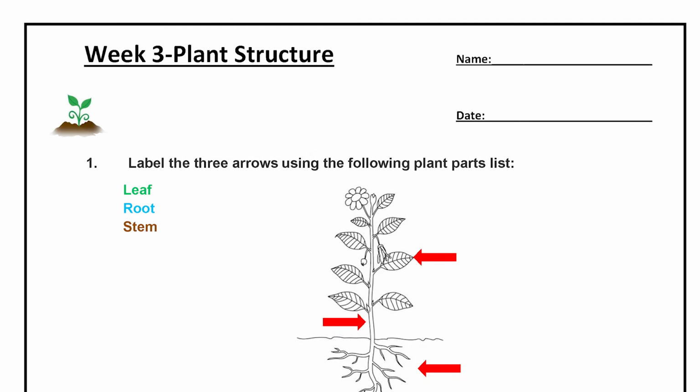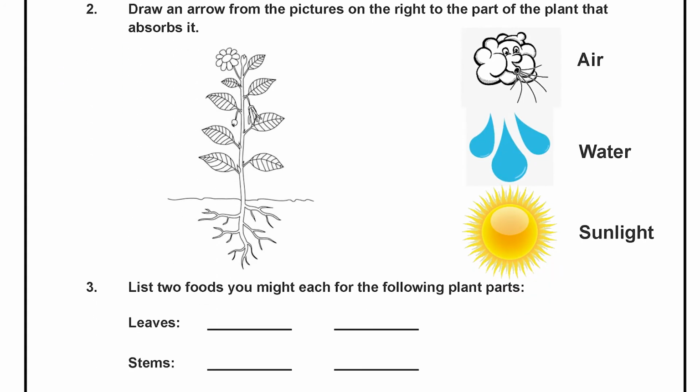Now that we know some plant parts, let's test our knowledge on our worksheet. In the attached worksheet, you'll see it follows along with the video. In the first question, you'll need to label each arrow with the plant part that's listed on the worksheet. In the second question, as we move down, draw an arrow from the pictures that are on the right-hand side of the worksheet to the part of the plant that absorbs that picture. So all you have to do is draw a line with an arrow.